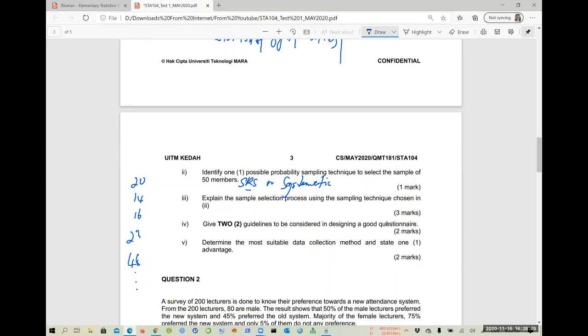Okay, that is if you are using simple random sampling. If you are using systematic sampling, the first step is to list all the members from 1 to 250. The second step is to calculate the interval size. So the interval size K is given by N divided by small n. In this case, you have 250 divided by 50. You get 5. Okay, so that is the second step, calculate the interval size.